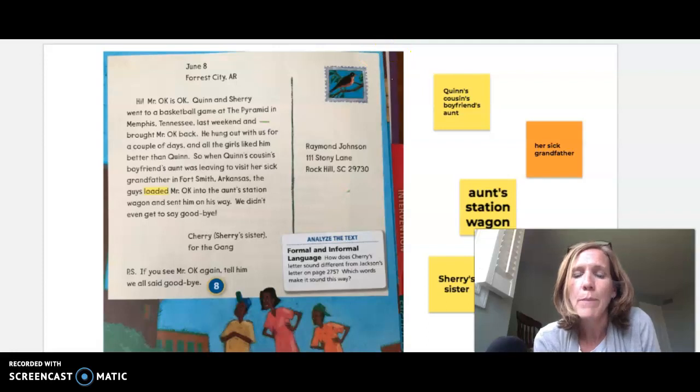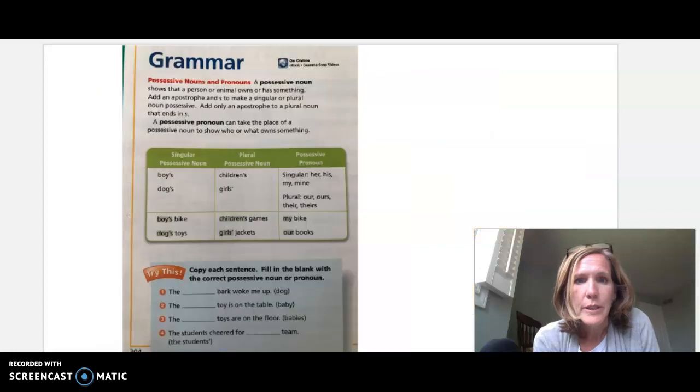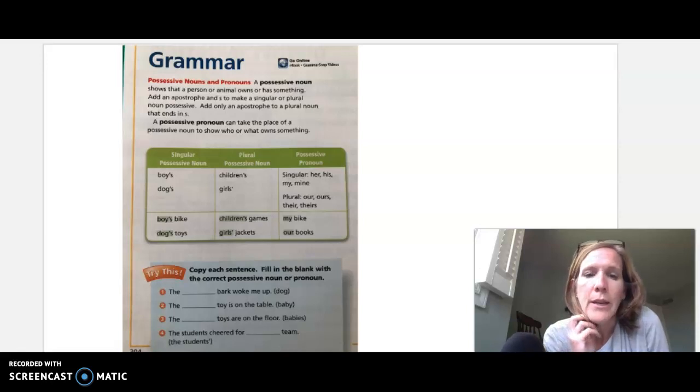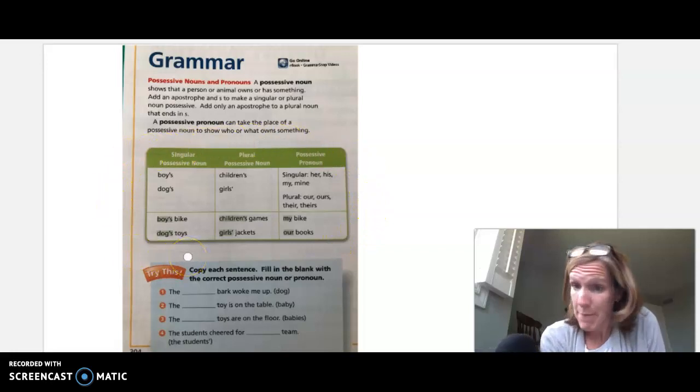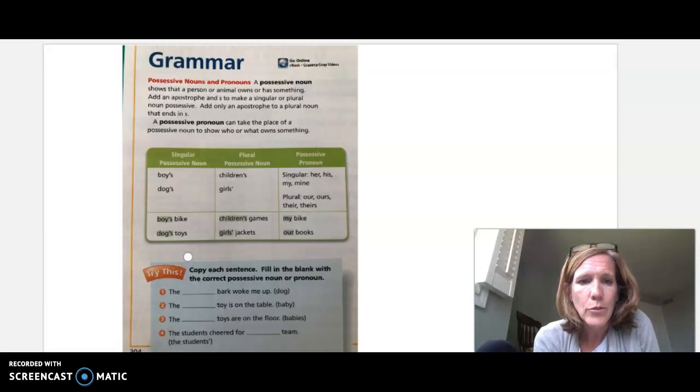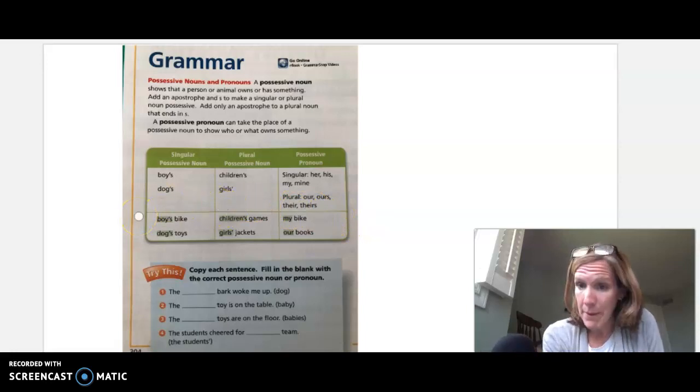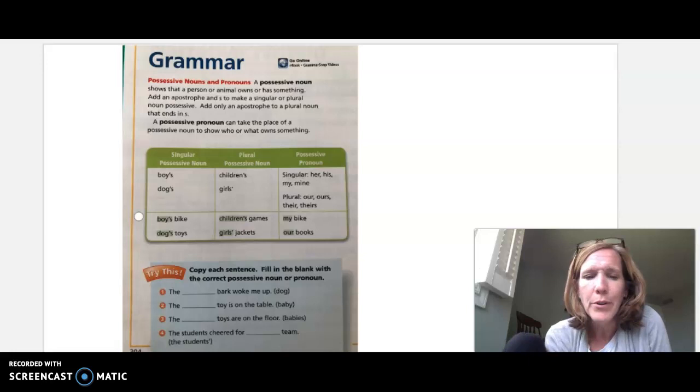So I have a few things just to whip through. If you look at your reader on page 304, it's right after our story, okay? It has a great little chart right here, and I just want to zoom in on this chart. And it's a table like we've seen a lot in math or we've made in science or social studies. And here we have all the singular possessive nouns, plural possessive nouns, and then the pronouns that we could use for either of those, depending on whether it's male or female, or depending whether it's singular or plural.